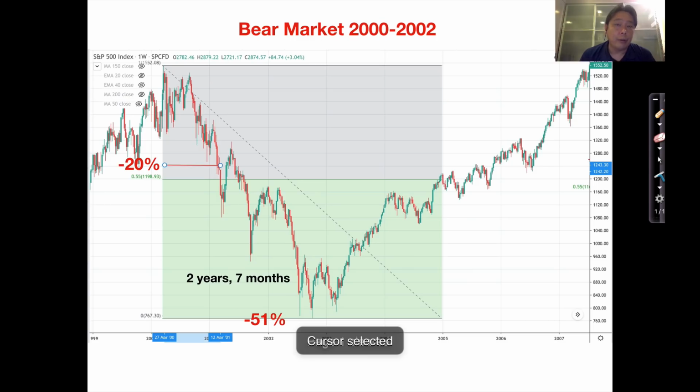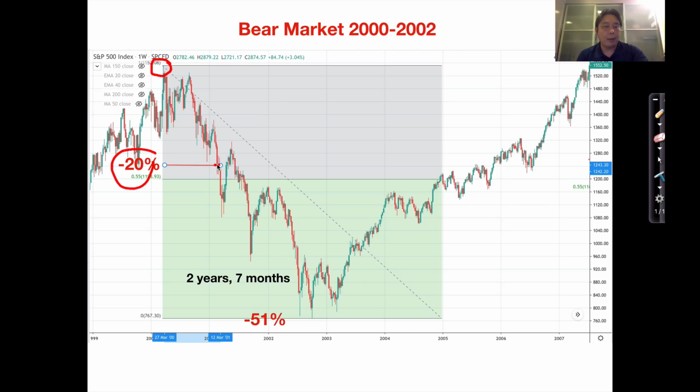Year 2000, I was in the university then, just started trading the US markets. Before that, I was only trading Asian markets, right? So this was when I started trading the Dow Jones and all those US stocks. So that's the market top. We hit 20%, officially a bear market here.